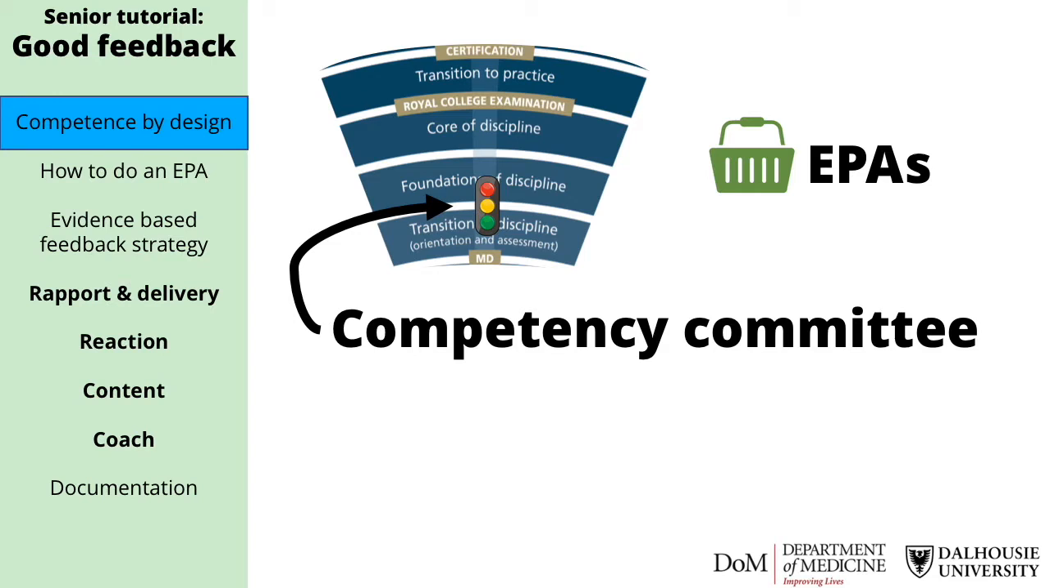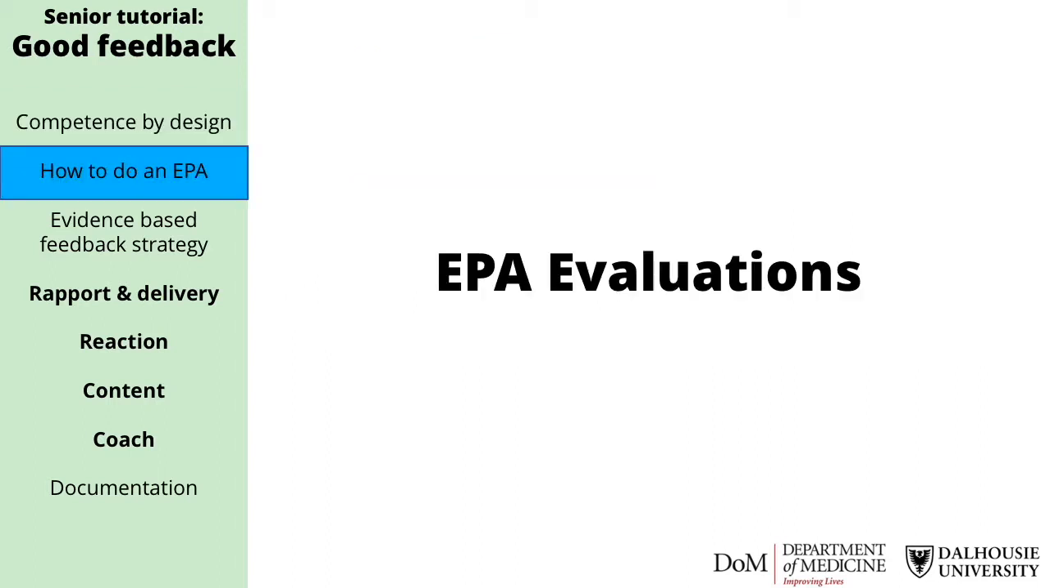All right. So we've talked about how in order to progress from new resident to junior, from junior to senior, and then ultimately to be certified, residents need to get the green light from the competency committee. And the main data that the committee uses to make this assessment comes from EPAs. So let's talk now about what an EPA is.